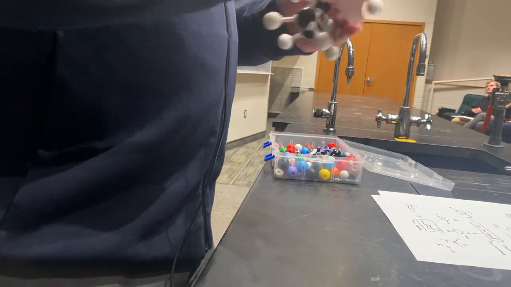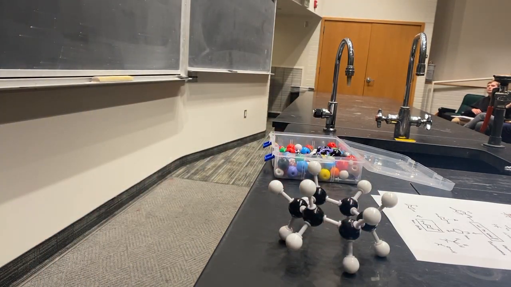So, we're going to transition to the iPad in about 5 minutes once we're done talking about this with the model set, because you are going to need to learn how to draw this puckered shape of a 6-membered ring.